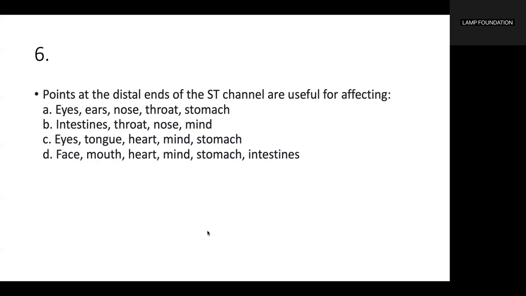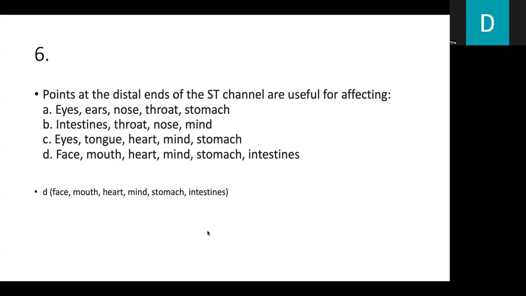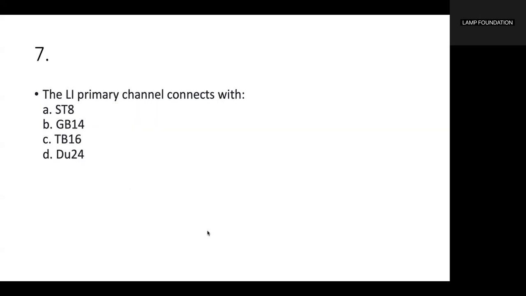Next, points at the distal ends of the stomach channel are useful for affecting what? Letter D, face, mouth, heart, mind, stomach, intestines. Now let's go to the large intestine or the hand Yangming channel. The primary hand Yangming channel connects with what? With letter B, gallbladder 14.